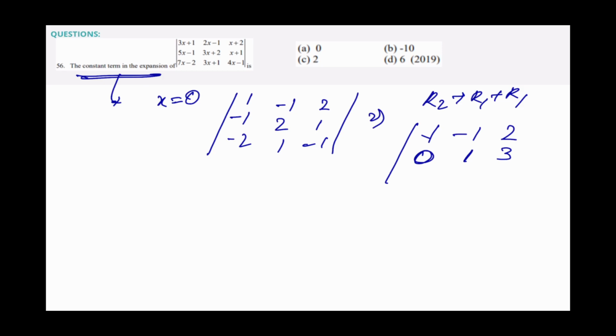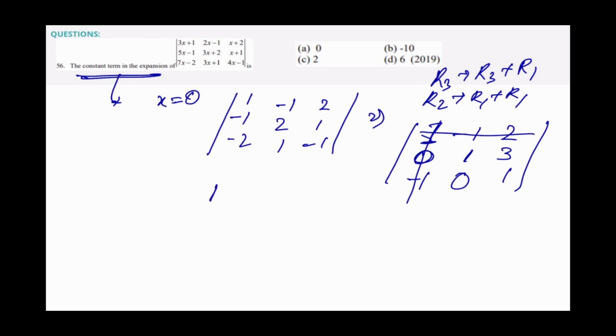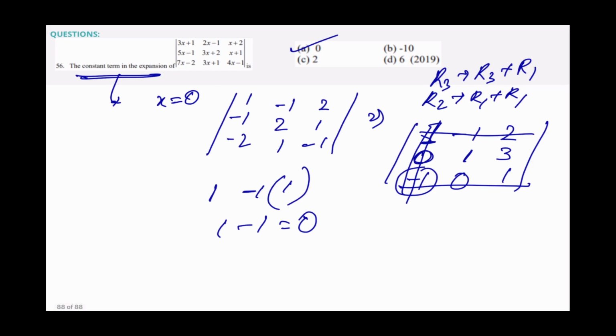Correct. And you do the same thing for the last one also: R3 equals R3 plus R1. So what you'll get here is minus 1, 0 and 1. Now you have so many zeros, you can expand along any. Let's expand along this one. So 1 into this, and then minus 1 into this row, this column, so 3 minus 2, so 1. So 1 minus 1 is equal to 0 only. Done. Nothing more than that.